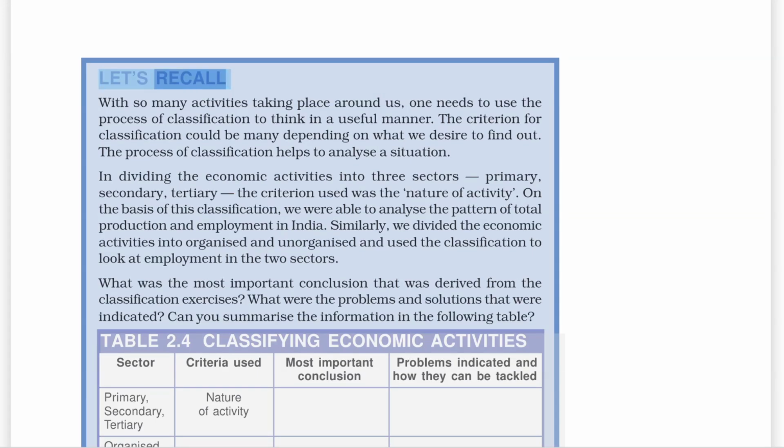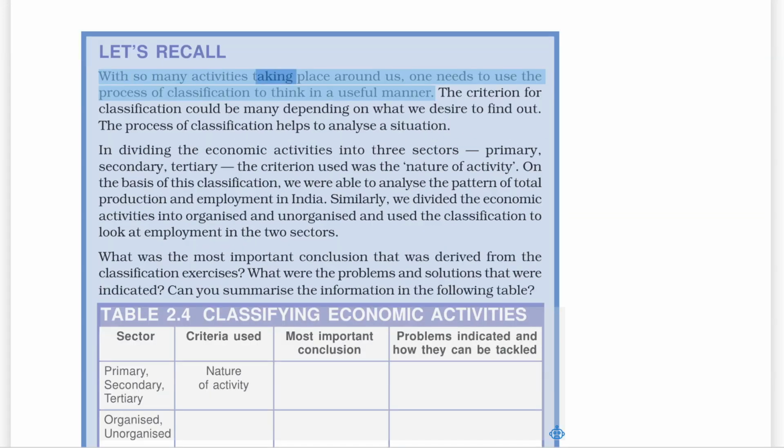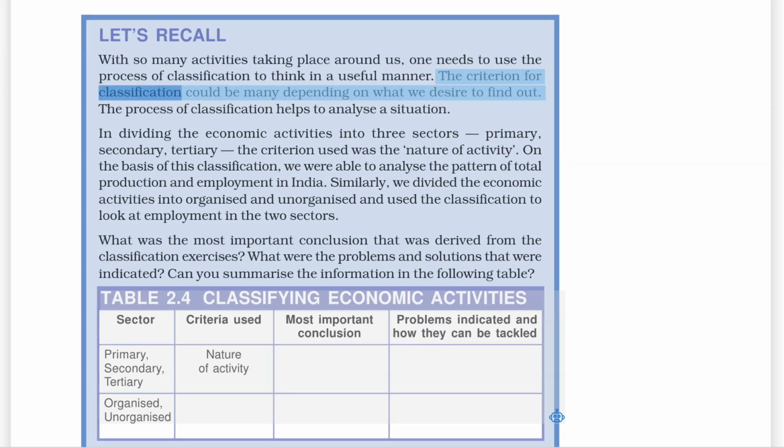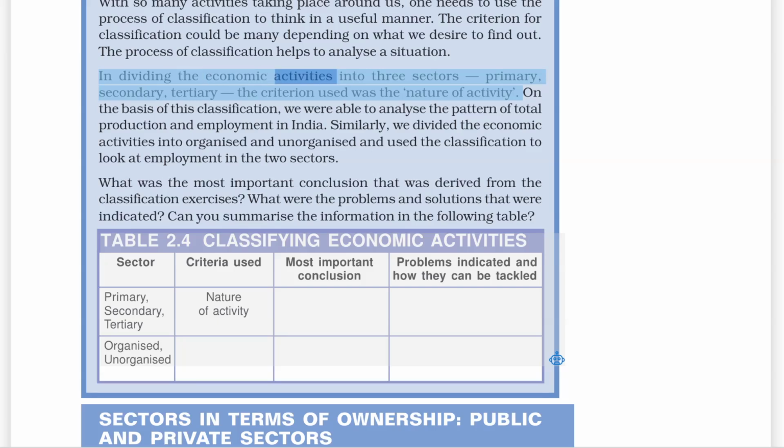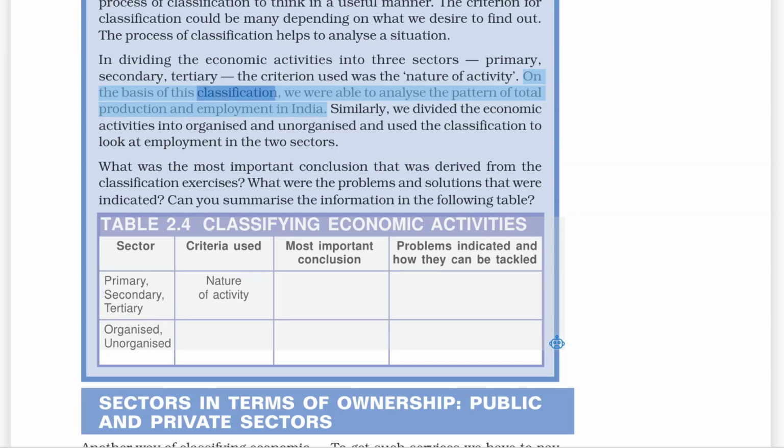Let's recall. With so many activities taking place around us, one needs to use the process of classification to think in a useful manner. The criterion for classification could be many, depending on what we desire to find out. The process of classification helps to analyze a situation. In dividing the economic activities into 3 sectors, primary, secondary, tertiary, the criterion used was the nature of activity. On the basis of this classification, we were able to analyze the pattern of total production and employment in India.